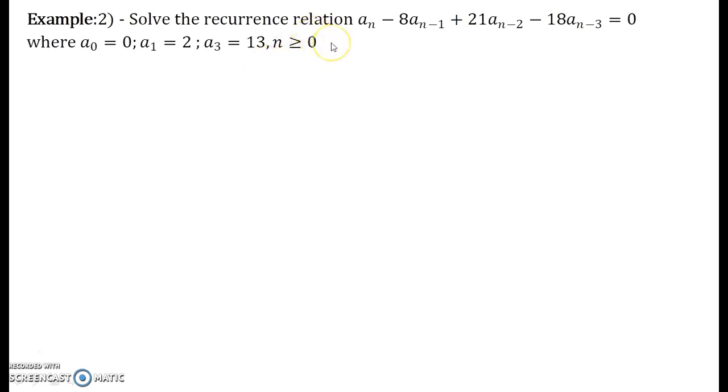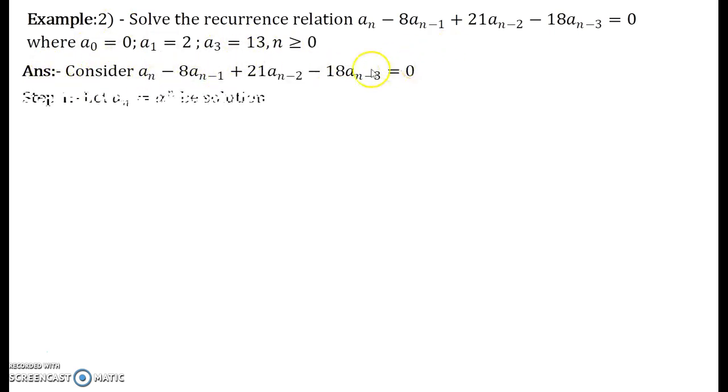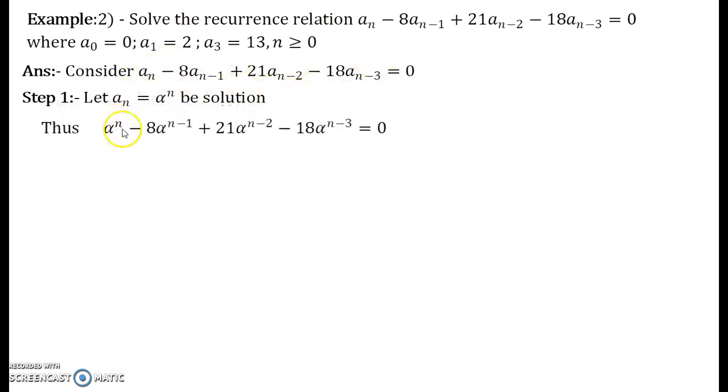First of all, the method remains almost the same, there is no difference, only slight changes. So consider the recurrence relation that has been given to us. Step 1 is let a_n equal alpha to the power n. Because of this step, our recurrence relation gets converted to alpha^n minus 8 times alpha^(n-1) plus 21 times alpha^(n-2) minus 18 times alpha^(n-3) equals 0.